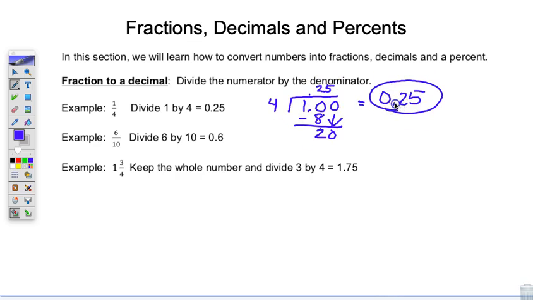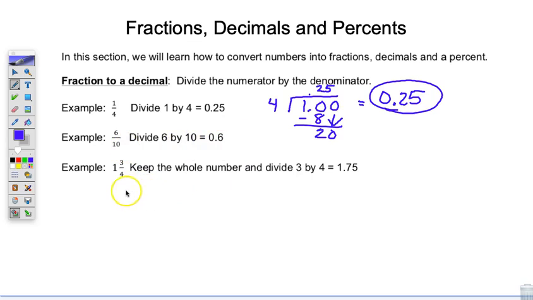Now the 0 in front of the decimal is meaningless, but it is kind of nice to have it there so that the reader can clearly see where the decimal is at. In the next one, you would divide 6 by 10. You would get the result here of 0.6.